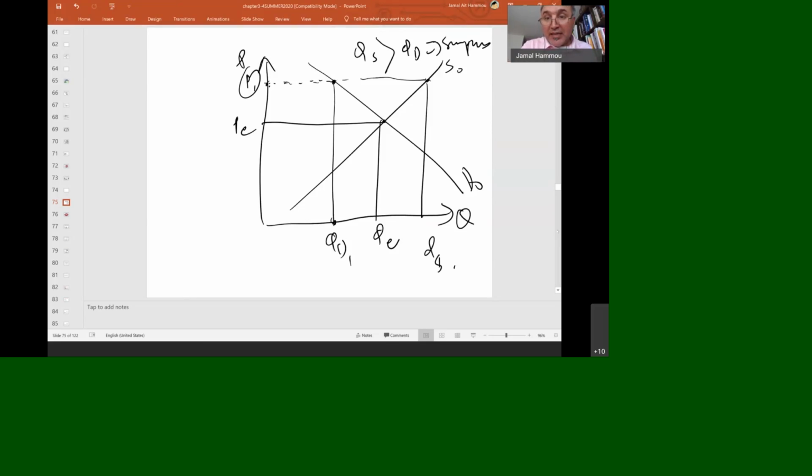How much is the surplus? It is the distance between these two points, which is QS minus QD. If I have a surplus, the law of supply and demand says the price tends to go down to the equilibrium.